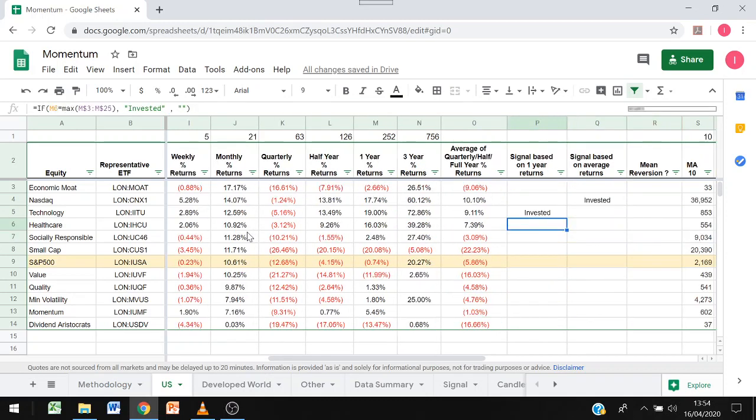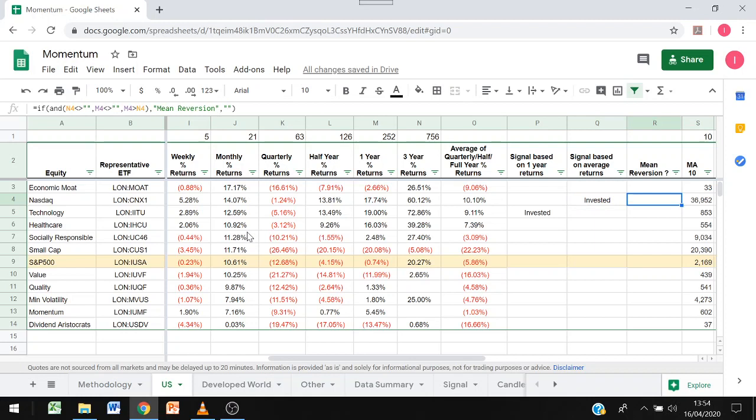We look at a signal that says, well, if you had to pick one of all these, if you just based it on 1 year returns, you'd go for this technology fund. If you went on the average of the quarterly, half year, and full year returns, you'd go for the NASDAQ.